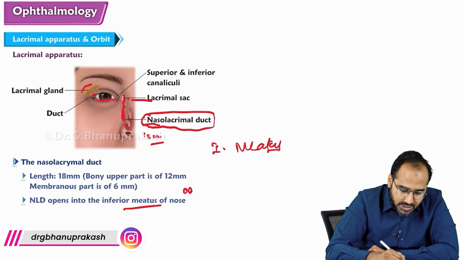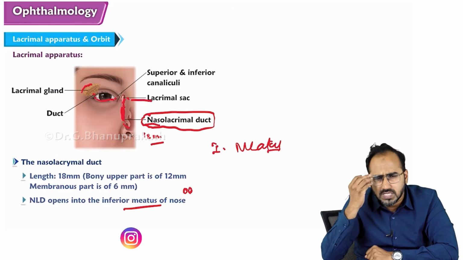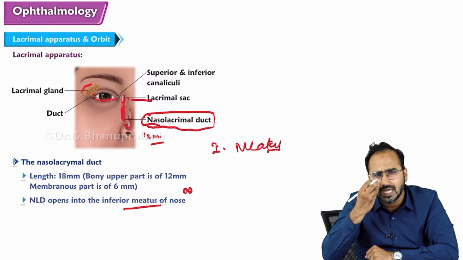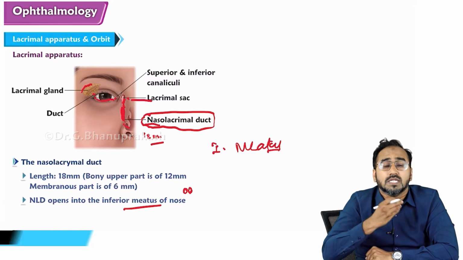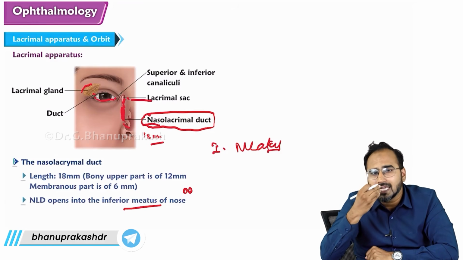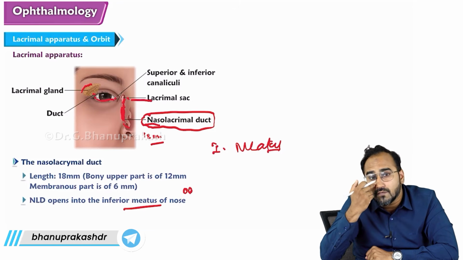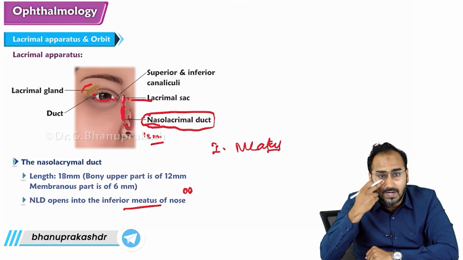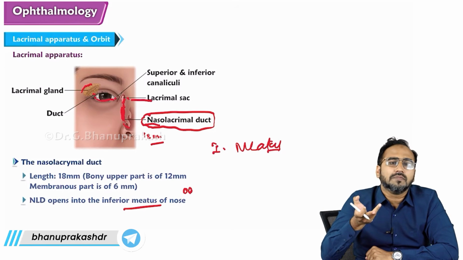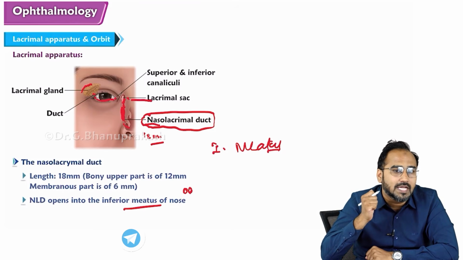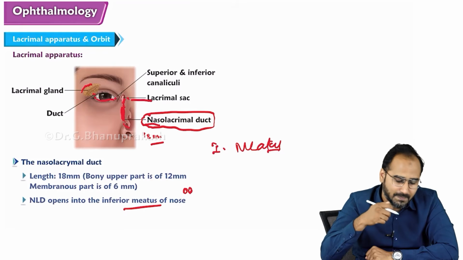There will be obstruction over here. Remember, some of the tears go into the nasolacrimal duct and get absorbed. So just look over here. If the duct is getting obstructed, what will happen? The tears won't flow into the duct. And what will happen? The tears will flow out from the eye. The patient will complain of tearing of the eye, which is called epiphora.